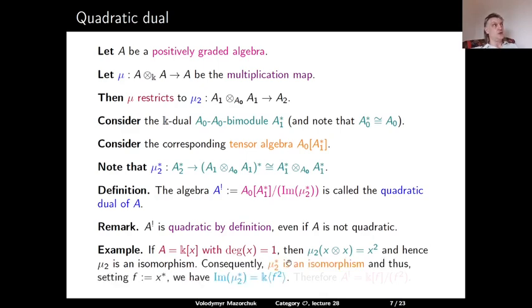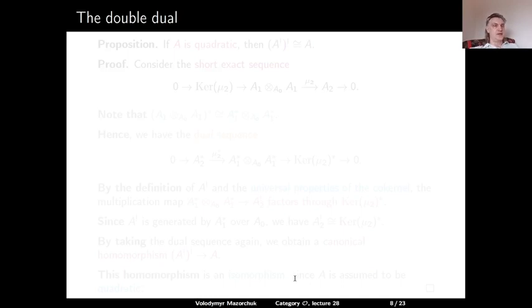Consequently, mu2 dual is also an isomorphism, and therefore, if we denote by f the dual of x, the image of mu2 dual is the linear span of f squared. Therefore, the quadratic dual of the polynomial algebra is the algebra of dual numbers in the variable f. So the variable should be the dual of the variable of the original algebra. So why is it called the quadratic dual?